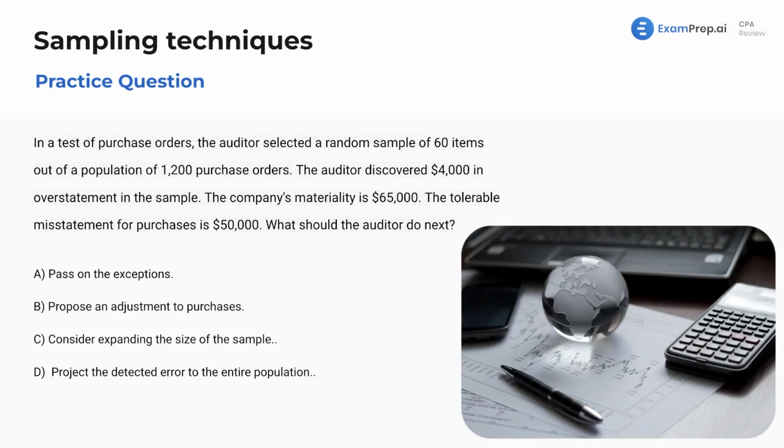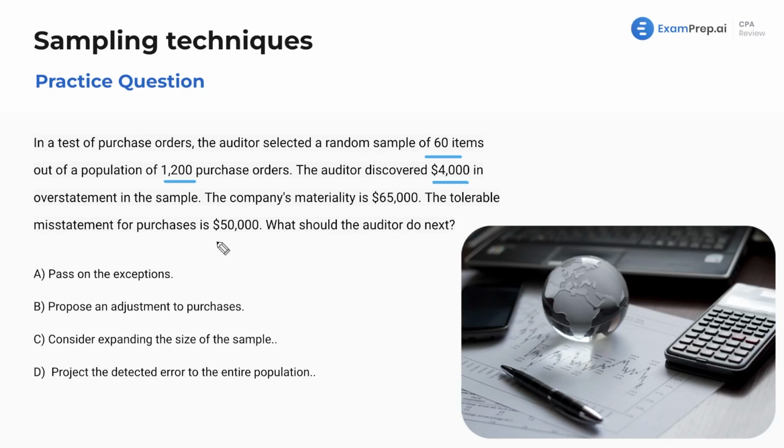Wrapping it up with our final item here. In a test of purchase orders, the auditor selected a random sample of 60 items, so that's your sample size, out of a population of 1,200 purchase orders. The auditor discovered $4,000 in overstatement in the sample. The company's materiality is $65,000, and the tolerable misstatement for purchases is $50,000. What should the auditor do next?